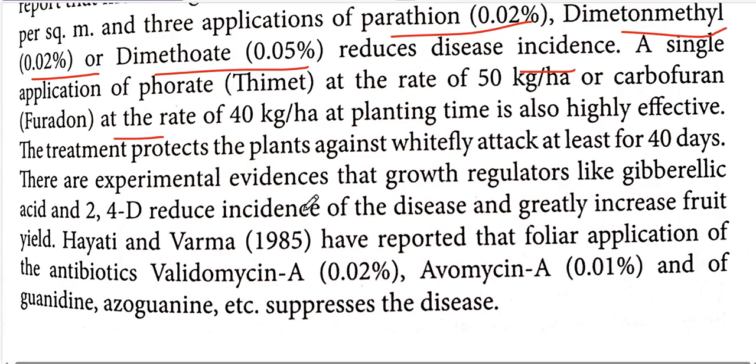Hayati and Verma, 1985, have reported that foliar application of the antibiotics validamycin A 0.02%, aureomycin A 0.01%, and of guanidine azoguanidine EPC suppresses the disease.